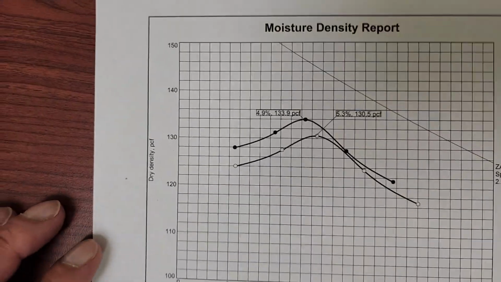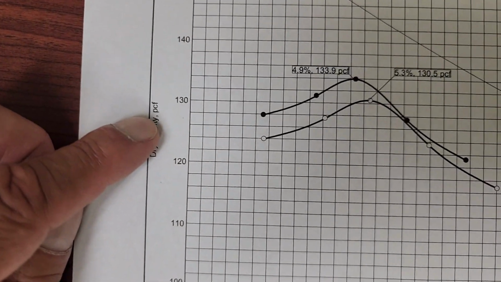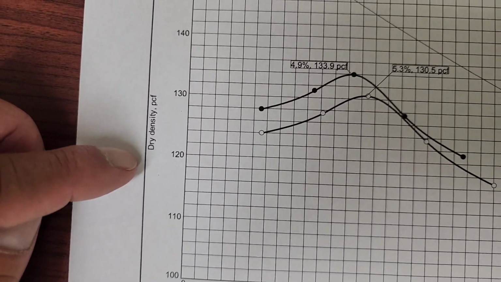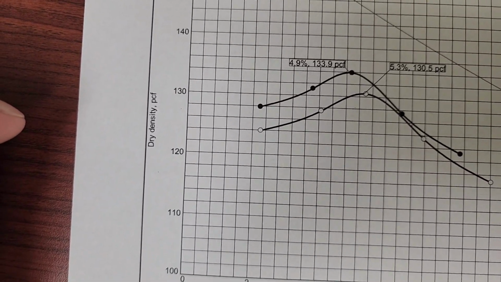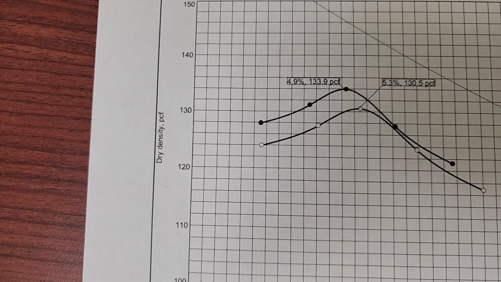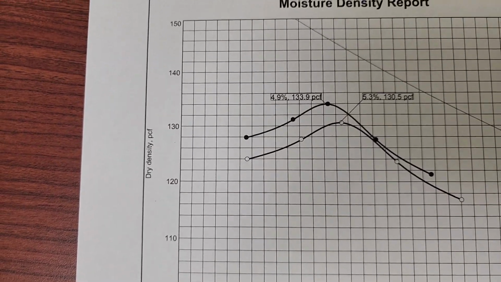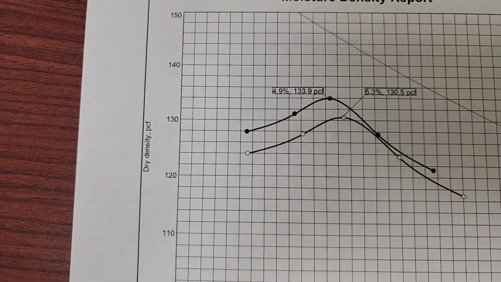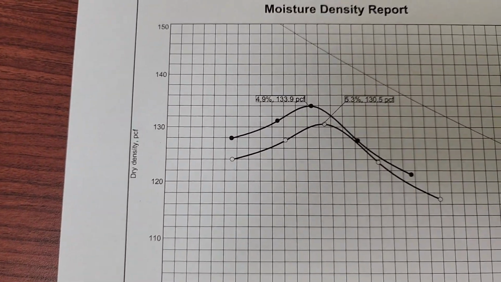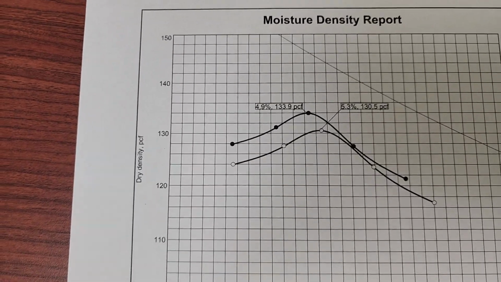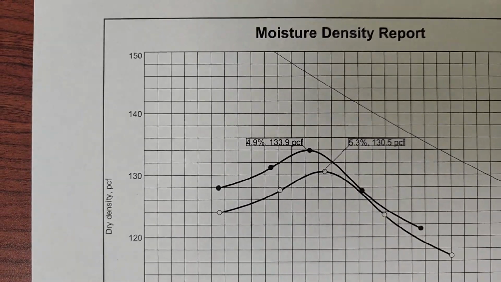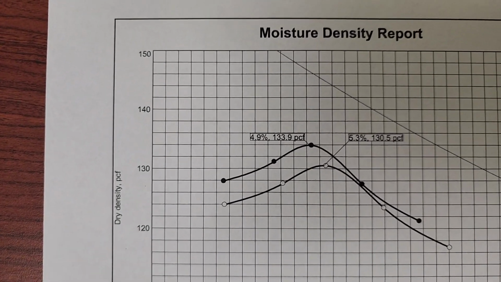Now, also, you see these curves out here. On the left, you have your dry density. Now, what does PCF stand for? PCF stands for pounds per cubic foot. Now, generally, water is 62.4 pounds per cubic foot. Now, remember, I said water because there's also seawater. Seawater is 64 pounds per cubic foot. Now, here you have your curves. Okay? Now, generally, you have your corrected and your uncorrected.